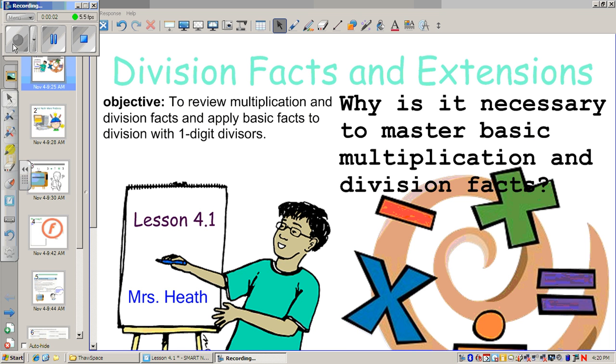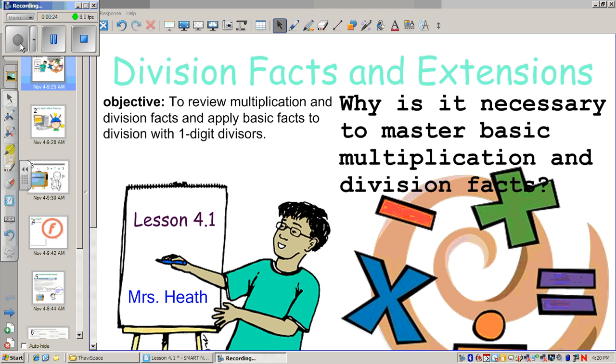Welcome to lesson 4.1 on division facts and extensions. Our objective for this lesson is to review multiplication and division facts and apply basic facts to division with one-digit divisors. So our question is, why is it necessary to master basic multiplication and division facts?